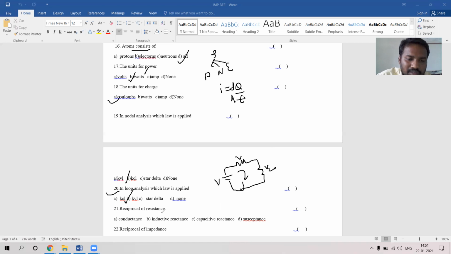Now coming to the reciprocal of resistance. Already we discussed the reciprocal of conductance. So the reciprocal of resistance is 1 by R, which is nothing but G, which is conductance. Okay, let me go with the next.